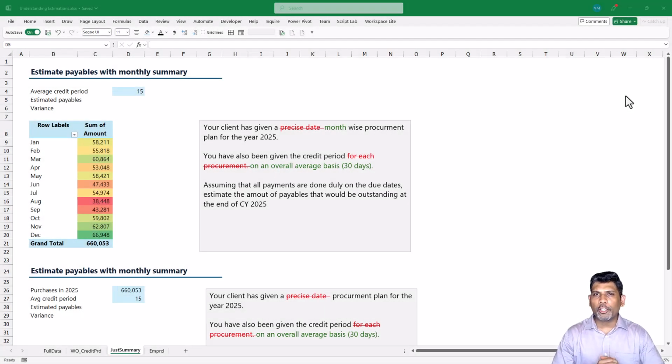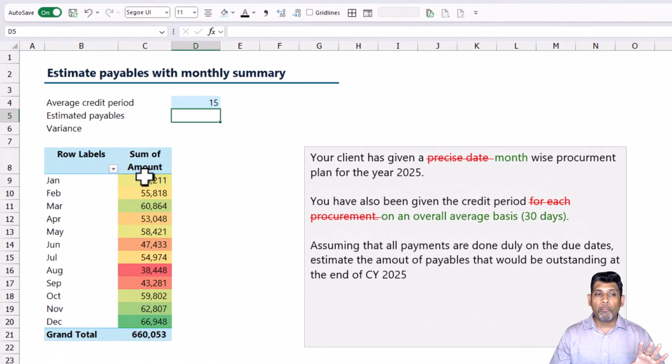Now let's talk about a scenario where the data availability further goes down. So in this example number 3, I don't even have day-wise procurement. What I have with me is a monthly summary. We have again been told that the credit period is 15 days. So what is going to be the amount that's outstanding as on December 31, 2025? Since the credit period is 15 days, what is going to be outstanding is whatever I procured in the last 15 days. But since I don't know the day-wise procurement breakdown of my December number, I can't precisely get that number. So what is the alternative here?